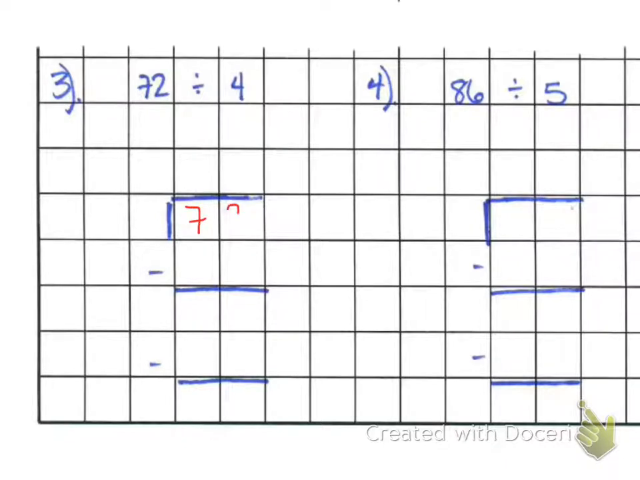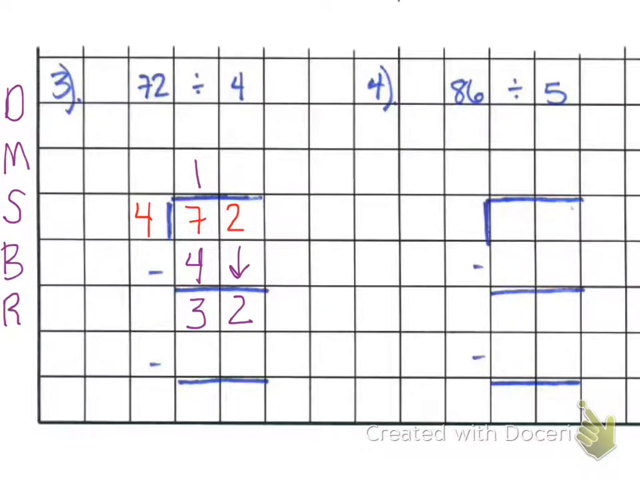72 divided by 4. Remember, we're going to ignore the 2, and we're going to see how many 4s go into 7. We're going to start with 1. I did my division. Now I need to multiply. 1 times 4 is 4. Subtract. 7 minus 4 is 3. Bring down the 2.